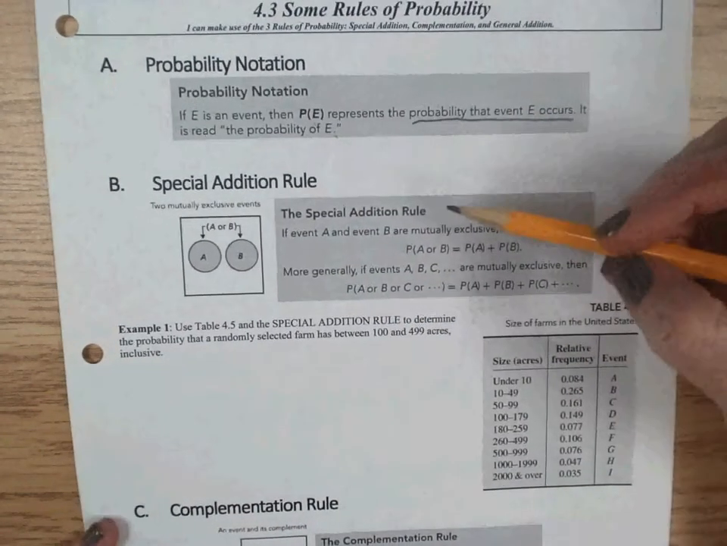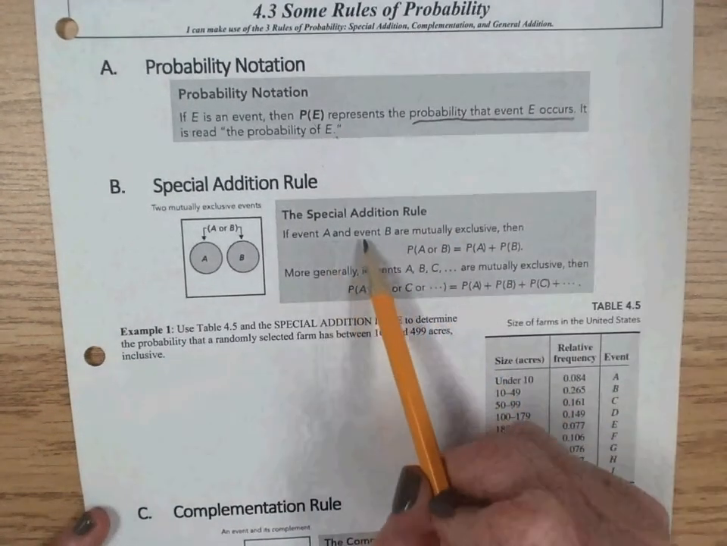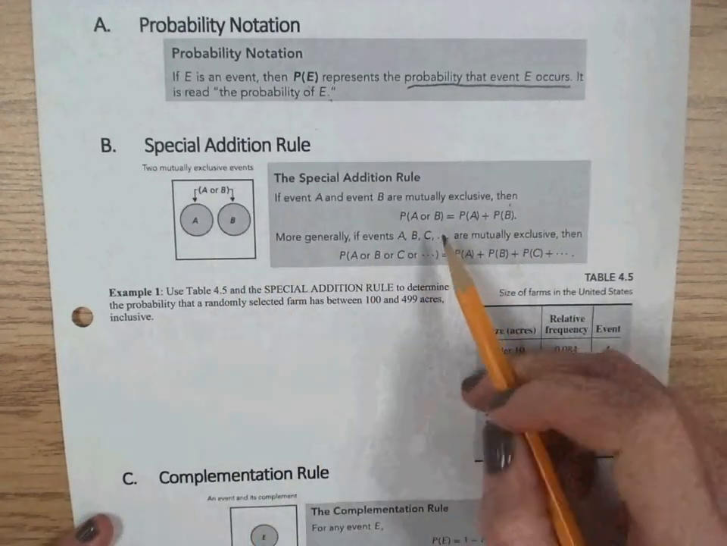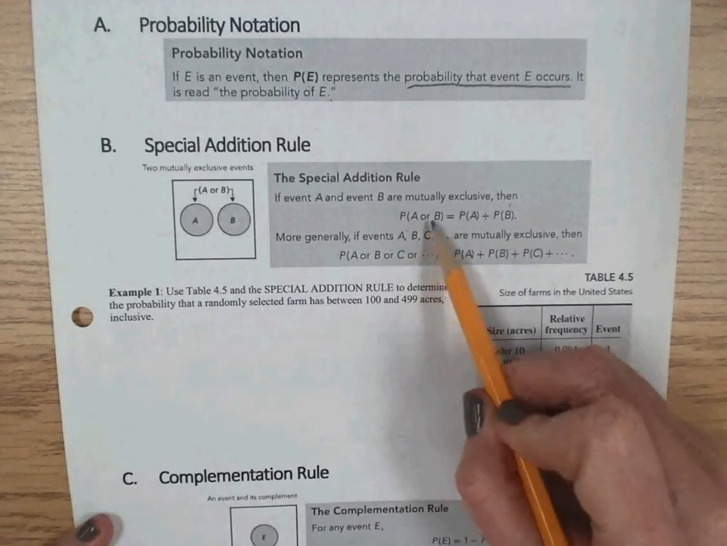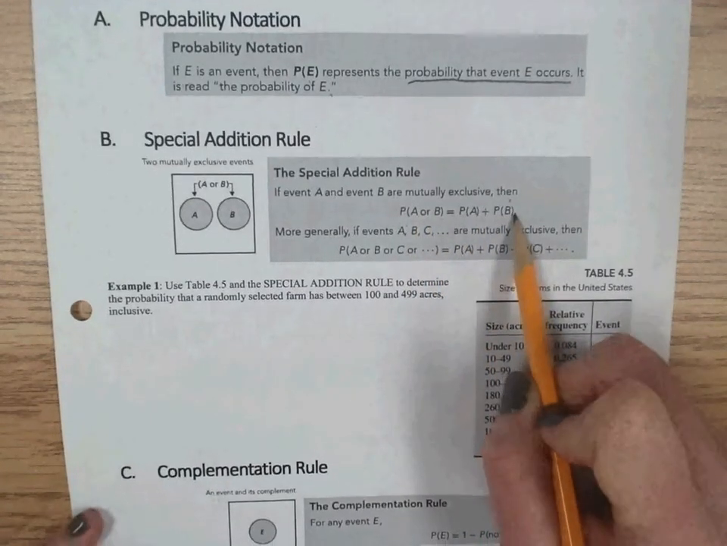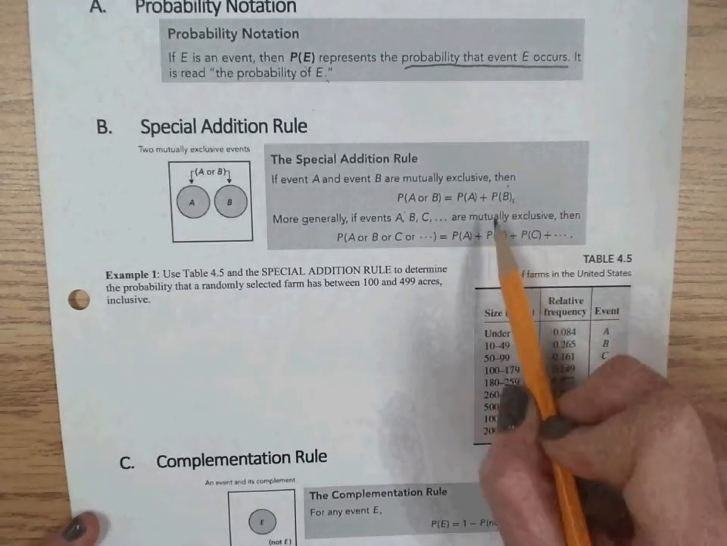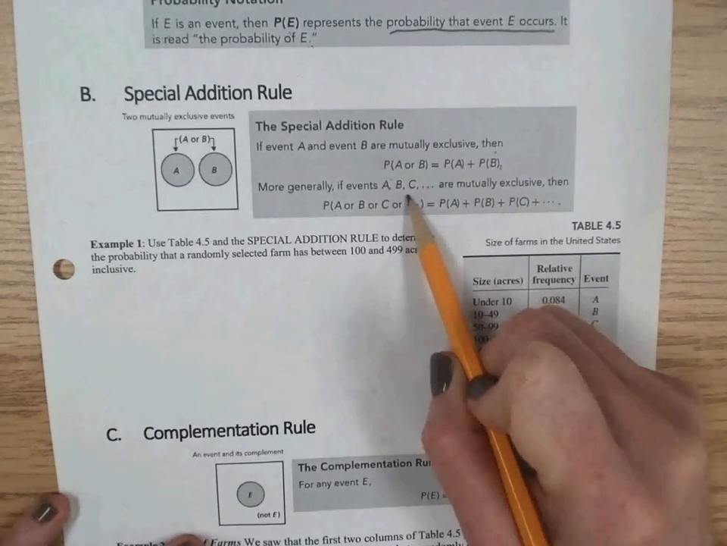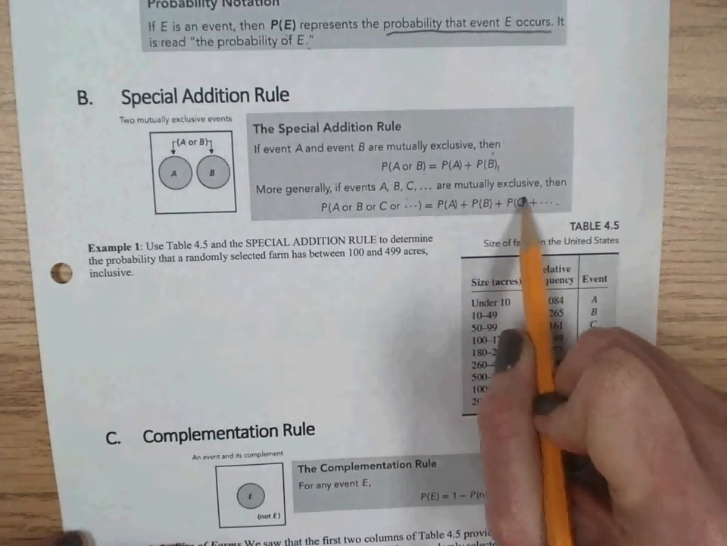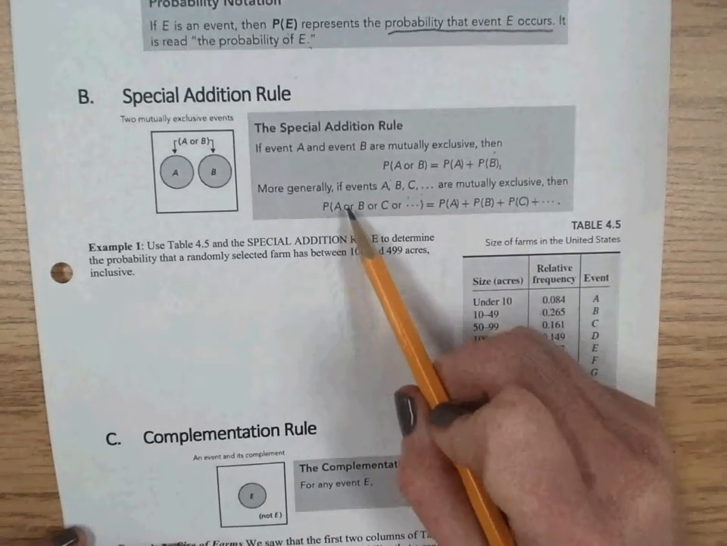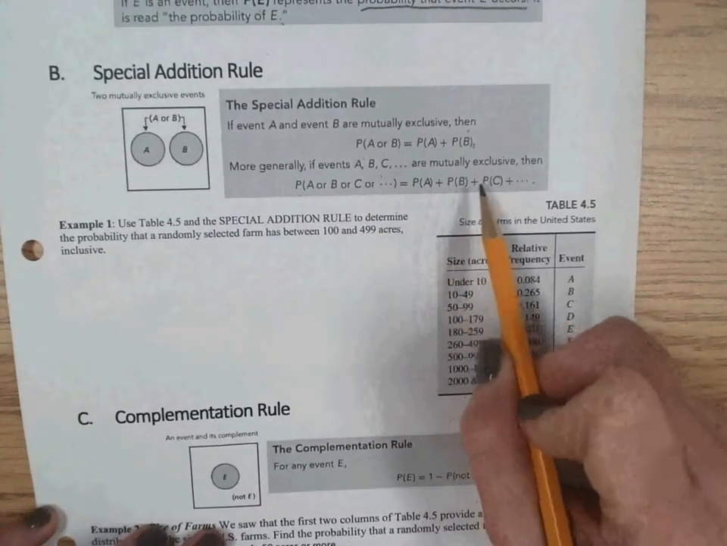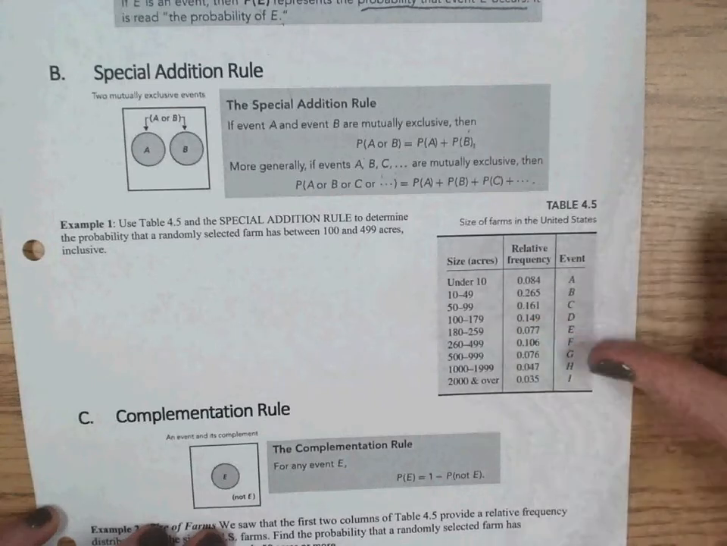events. And the special addition rule just says if event A and event B are mutually exclusive, meaning there's no overlap, then the probability of A or B is equal to the sum of the probability for each of those events. So in general, if you have events A, B, C, etc., and they're all mutually exclusive, then the probability of A or B or C or ... is going to be equal to the sum of each of those probabilities.